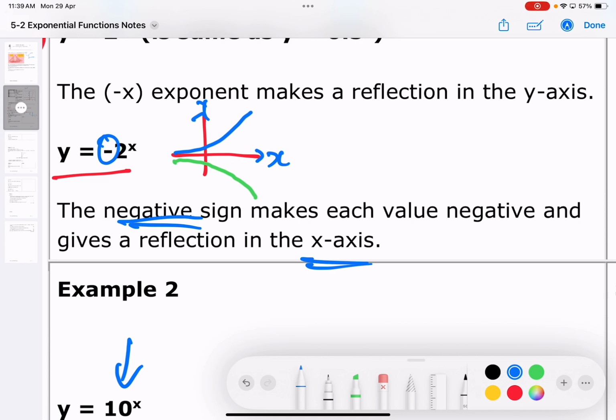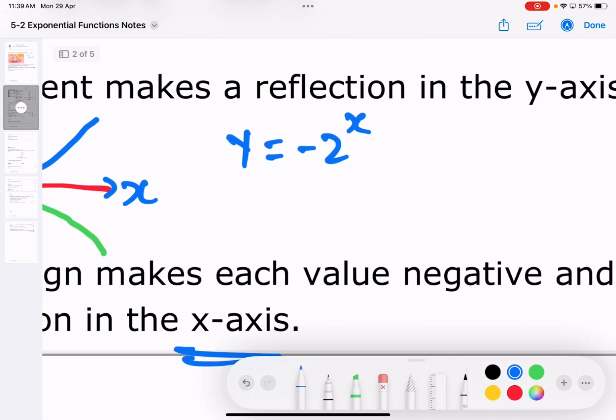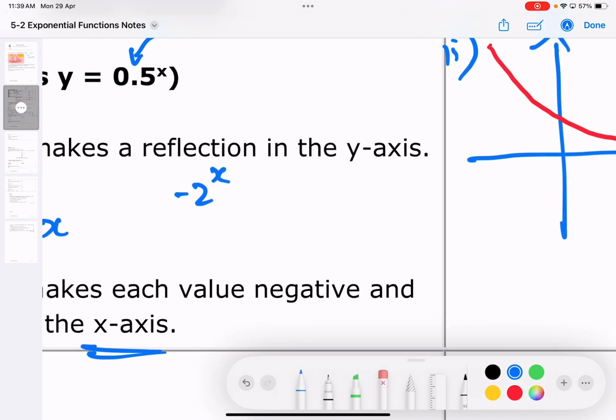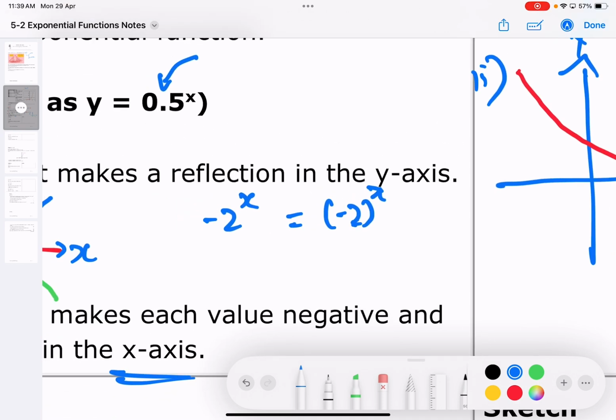Yeah, but it will be negative 4, because there's no brackets. This is a good question. My question to you, is this the same as this? Is this the same? No, the answer is no. In this case, the entire negative 2 is raised to the power of x. But in this case, it's only the 2 that is raised to the power of x. Okay, you must take note. It's a very common misconception.